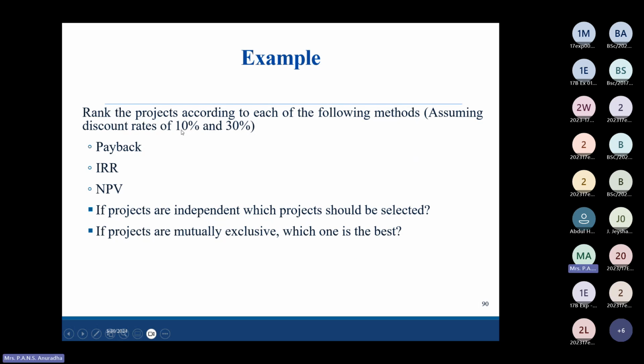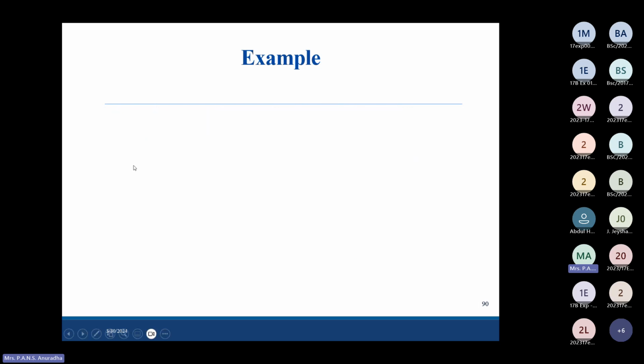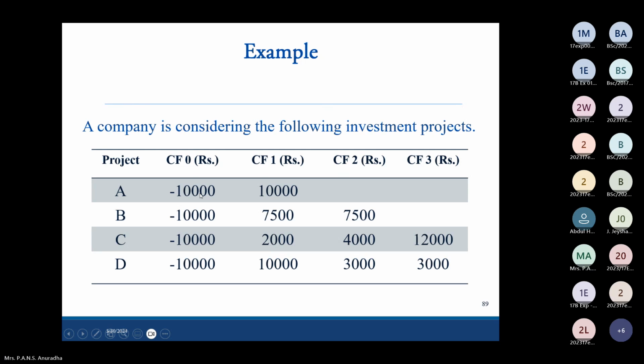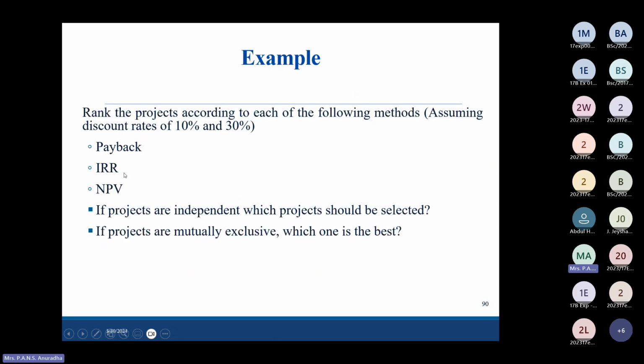Discount rates of 10% and 30%. So 2 discount rates are given. You are asked to calculate the payback period. You should have confidence to calculate the payback period because we discussed it and you learned it. You should also be able to calculate the IRR for this project. That we also did. So you have the capability to do that also. Then NPV: you have to calculate using these 2 discount rates.